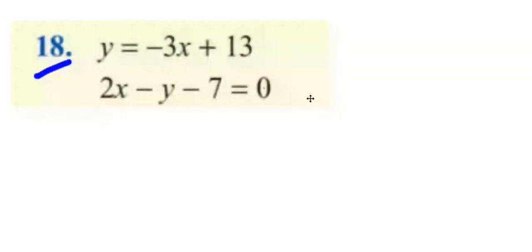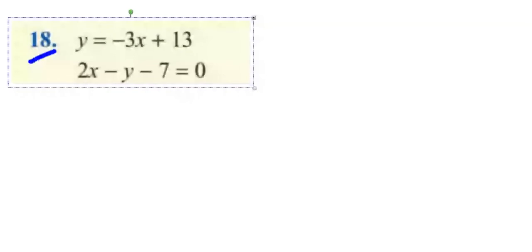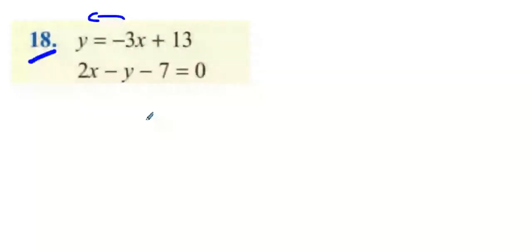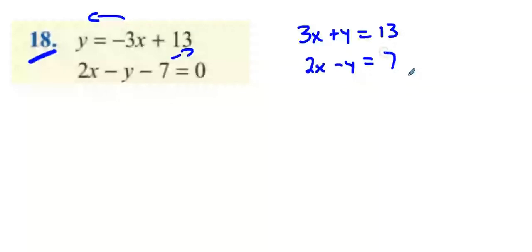So first thing we might do with 18 is, it has two equations, so we're going to bring over the 3x to the left, so that's going to become a plus 3x across the equal sign. The y which was on the left remains on the left, and this equals 13. On the other one we have the 7 which is on the wrong side, so we're going to bring the 7 over the other side, and we're going to get 2x minus y equals 7.